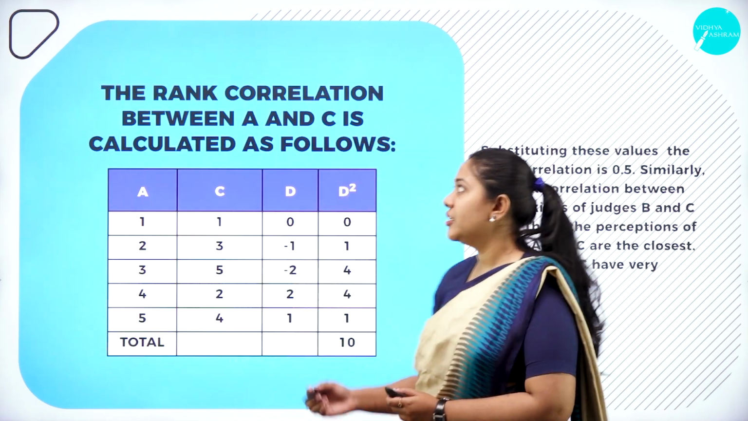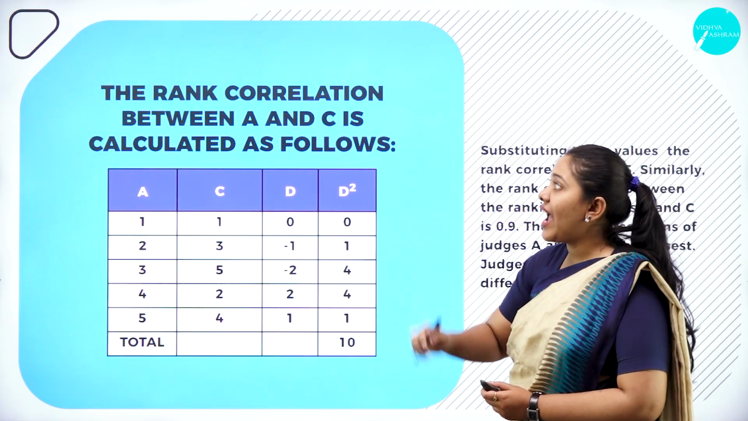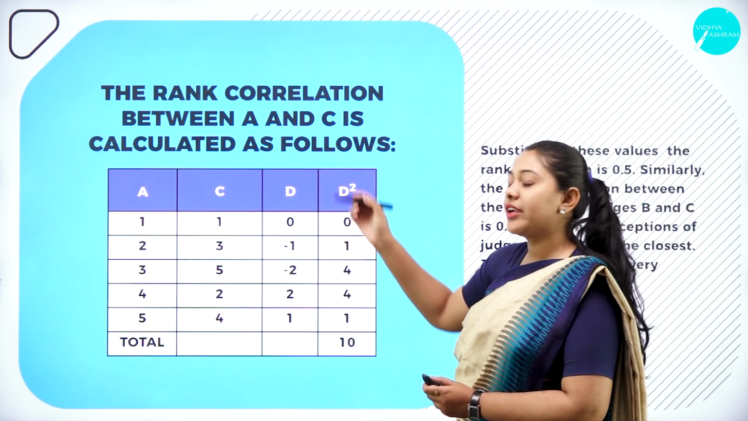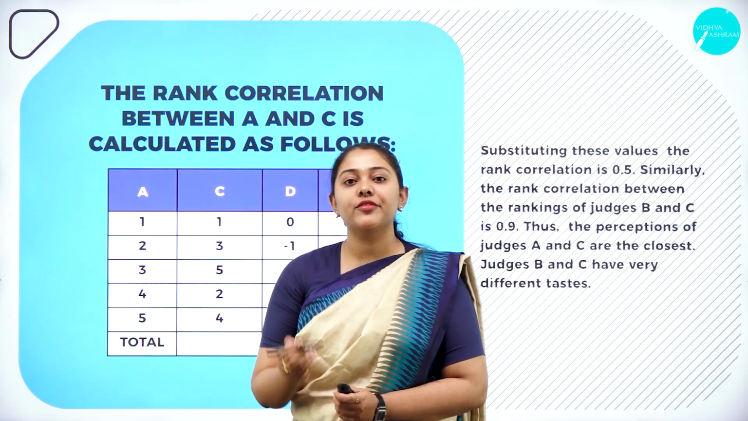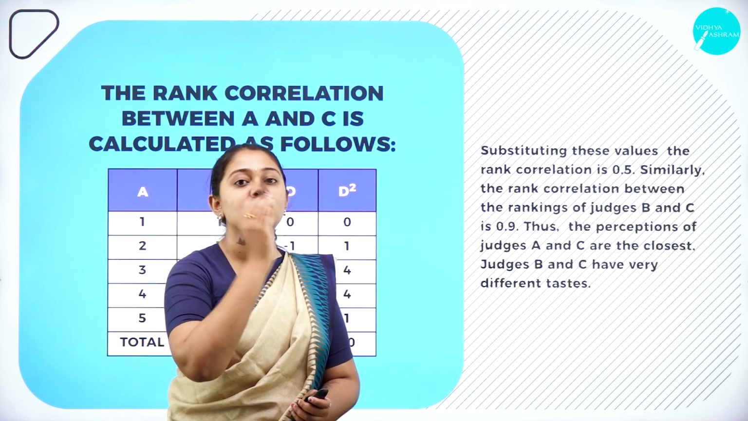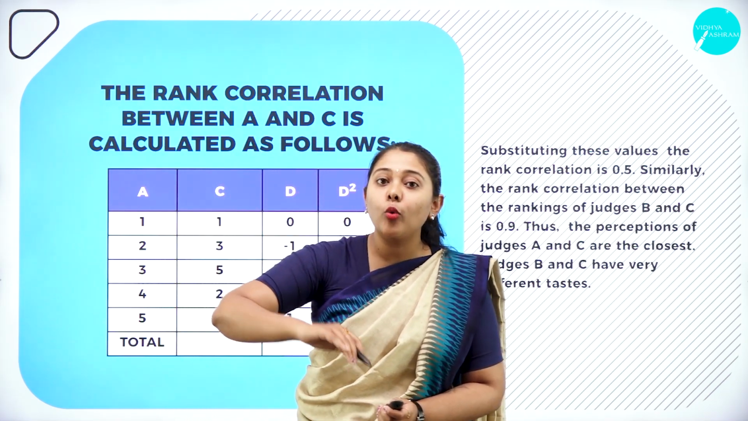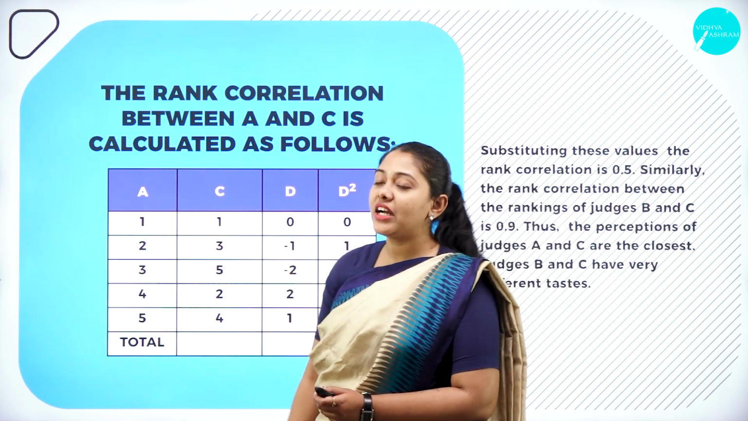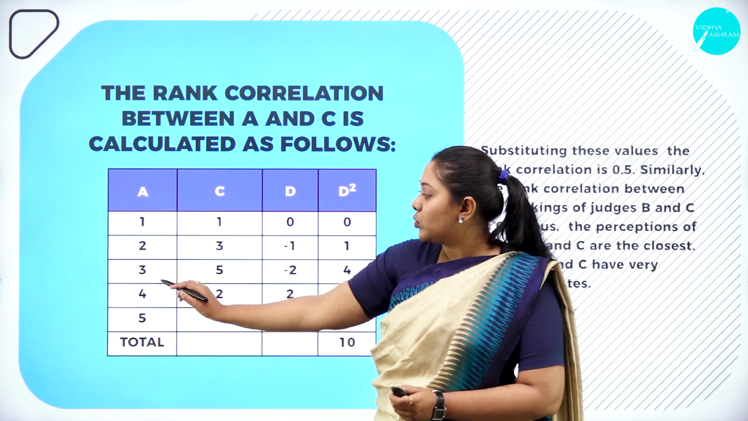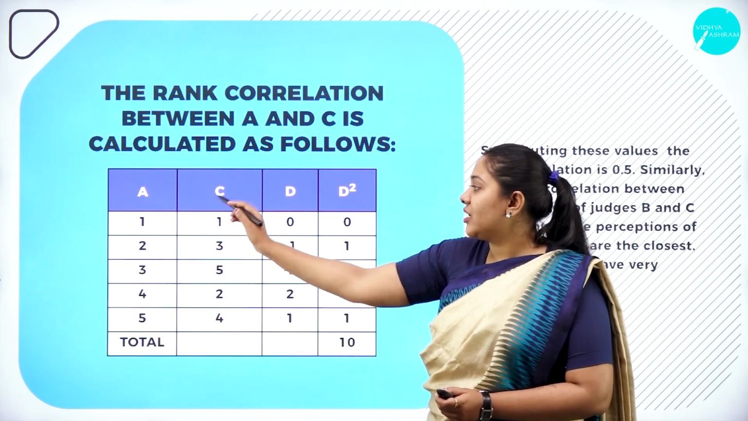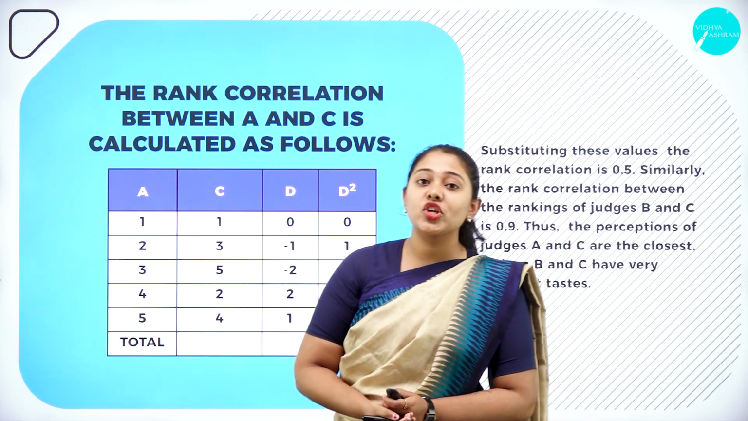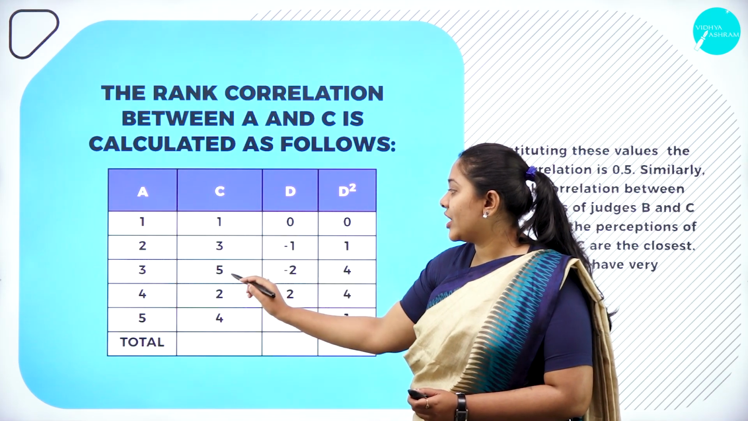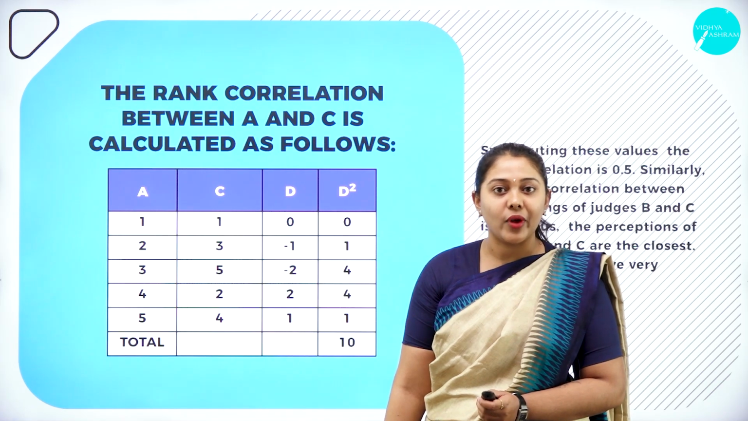Moving forward, let us solve for A and C. The rank correlation between A and C is calculated as follows. In the previous slide, we calculated for A and B, judge A and judge B. Now we are taking the comparison between judge A and judge C. So what are the ranks given? 1, 2, 3, 4, 5, that is A rank, given by judge A, and by judge C, what is the rank given? 1, 3, 5, 2 and 4. So that is the rank given.